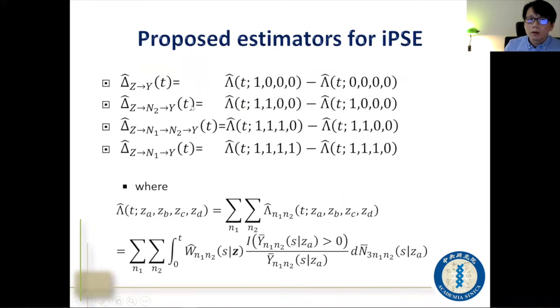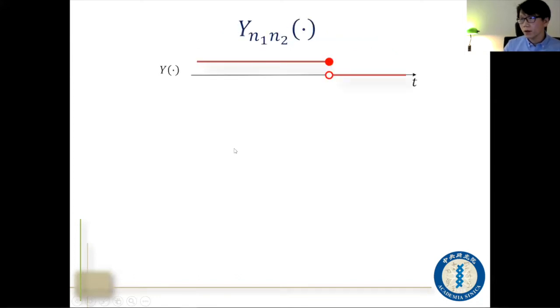Okay. So here, this is very similar to what we saw previously, except here we plug in our estimators, so they have the hat. Okay, so here is the estimator for the counterfactual hazard, and then we take the difference under 1000, so only Z_A is equal to 1, and subtracted by the counterfactual hazard under all Z's to be 0. So this is the first path-specific effect, and similarly for the other 3 path-specific effects.